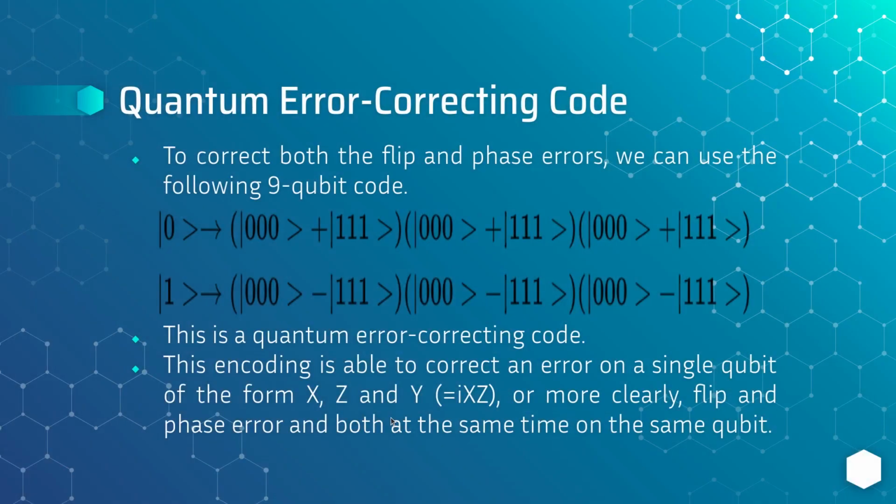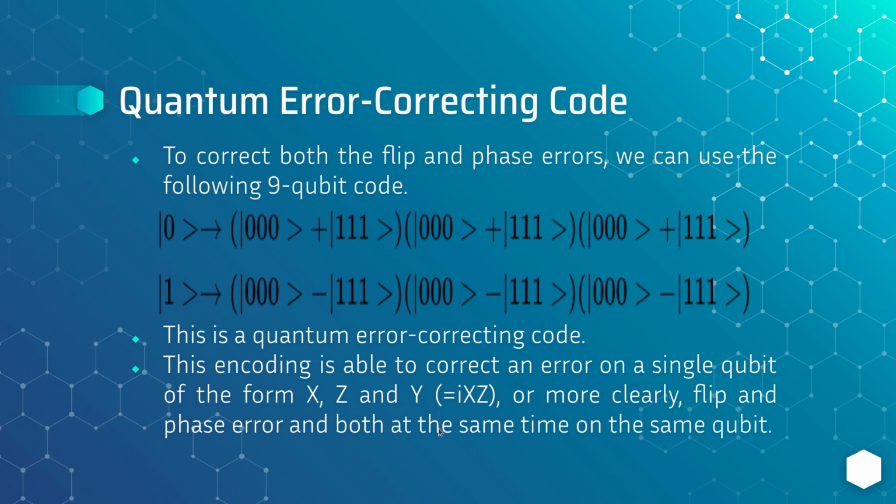All these developments lead to the quantum error correcting code, which is a 9-qubit code in which 0 is encoded as this and 1 is encoded as this. And by using this encoding, we are able to correct any bit flip error, phase error, and both at the same time on the same qubit. It is like correcting errors due to X, Y, and Z.